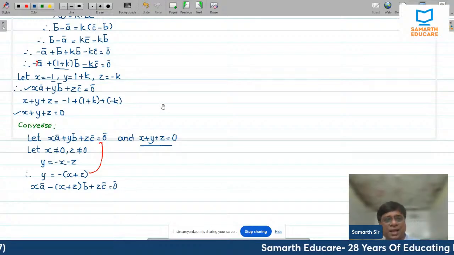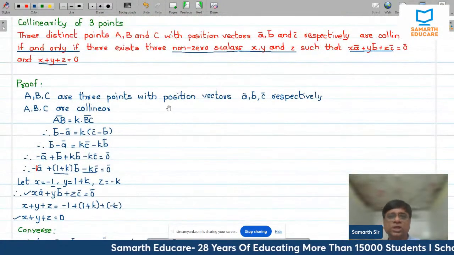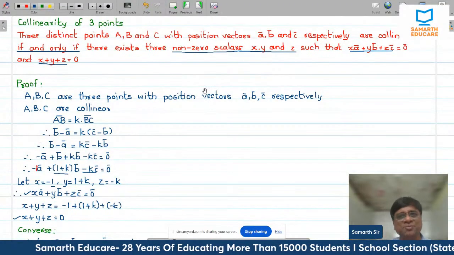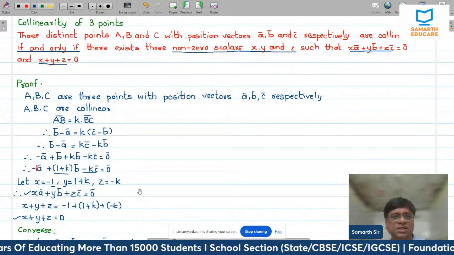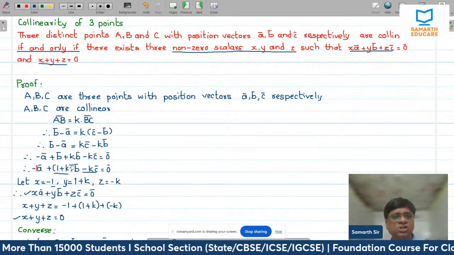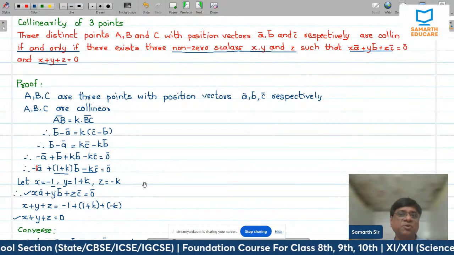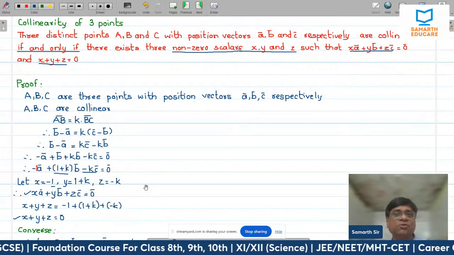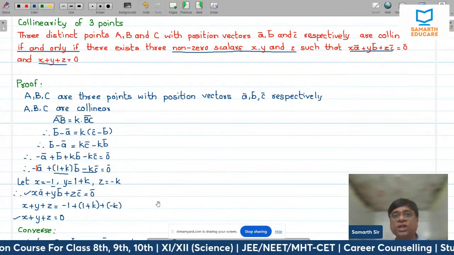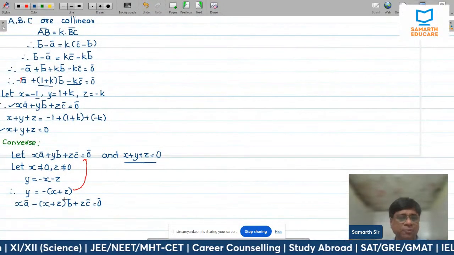Okay, let me again make it clear. There are two cases. One is, if a b c are collinear, then we have to prove that x a bar plus y b bar plus z c bar is equal to 0. That was the first part. And the converse is, if x a bar plus y b bar plus z c bar is equal to 0 bar and x plus y plus z is equal to 0, then we have to prove that a b c are collinear points. That means they lie on the same line.